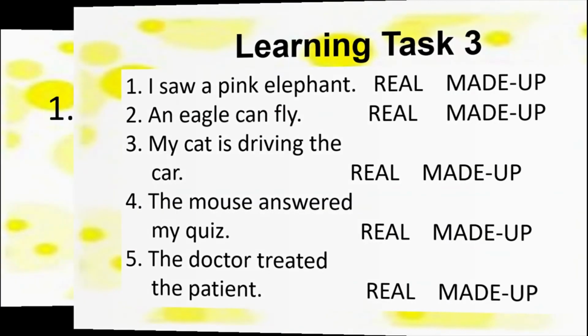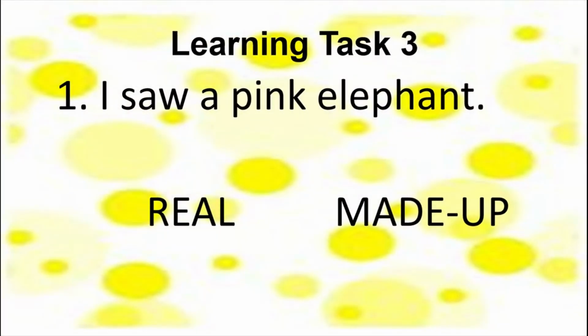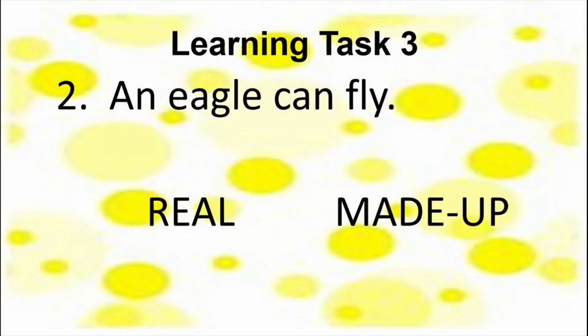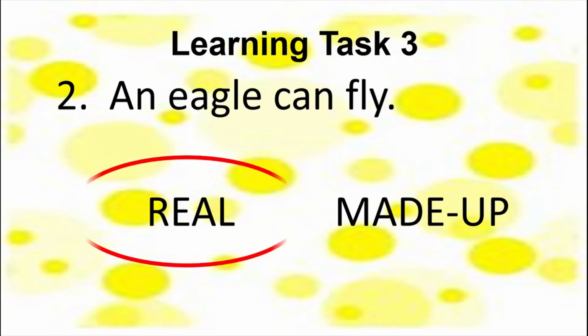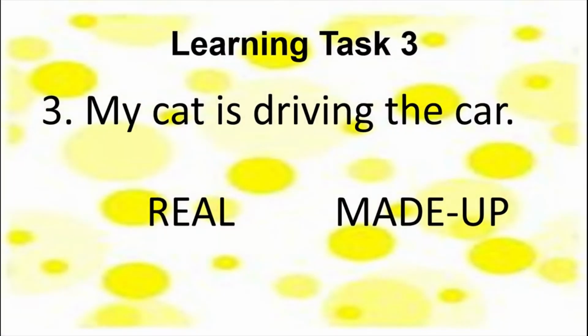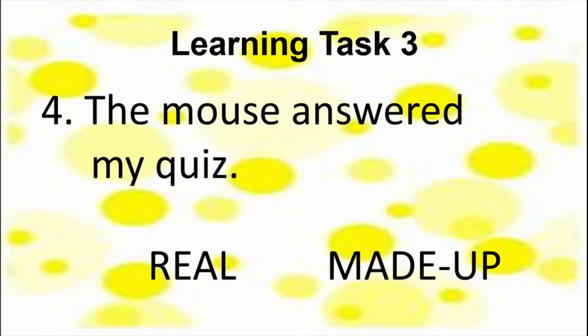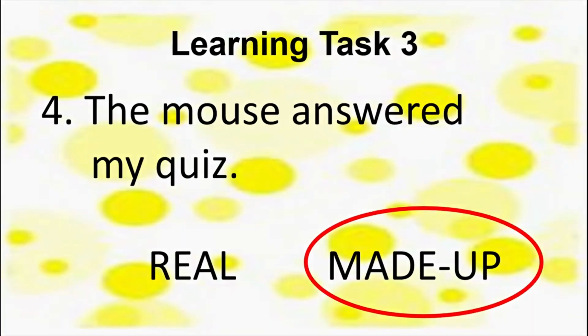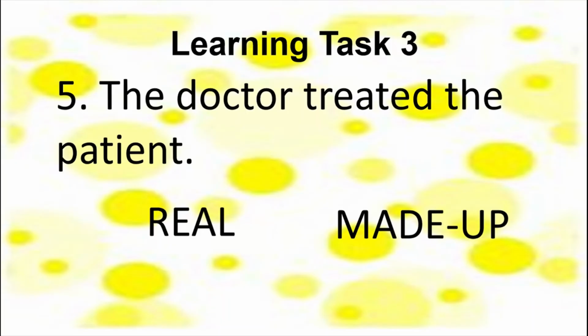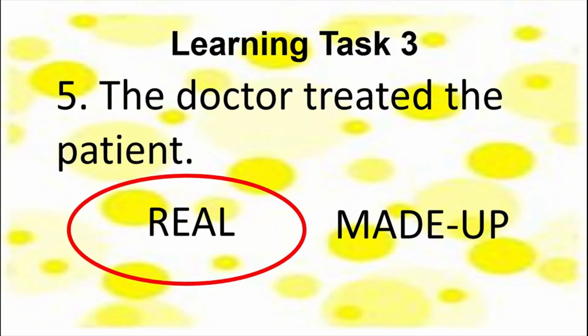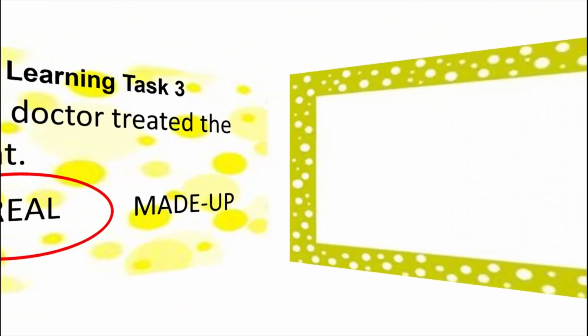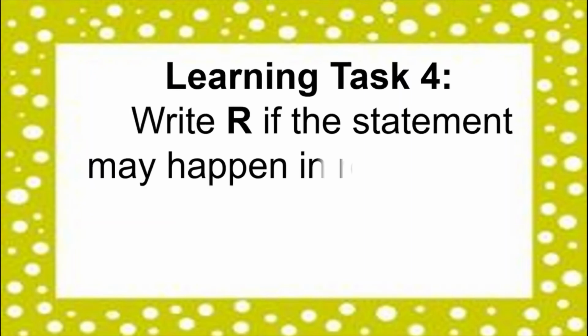Okay, let us check. Number 1, I saw a pink elephant. It's made up. Number 2, an eagle can fly. It's real. Number 3, my cat is driving the car. It's made up. Number 4, the mouse answered my quiz. It's made up. And number 5, the doctor treated the patient. It's real. Okay, did you answer correctly, kids? Very good.